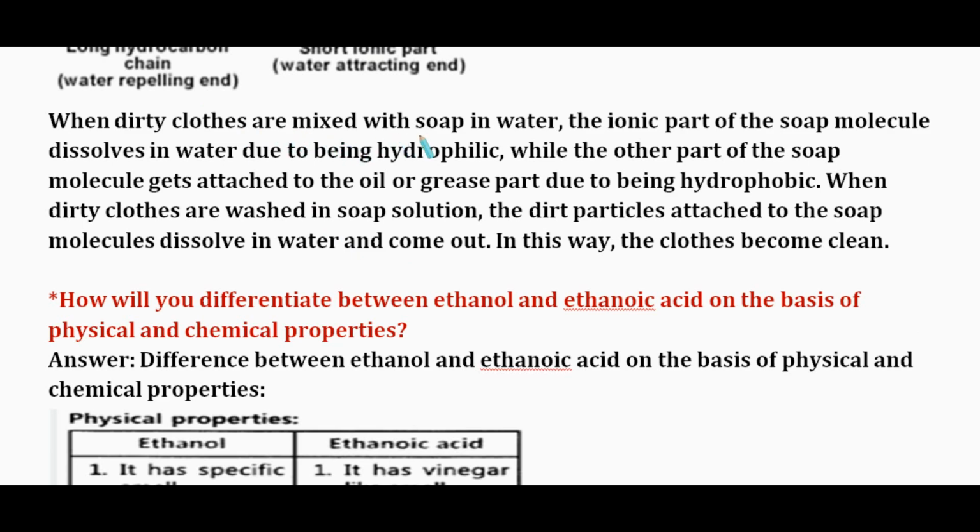When dirty cloths are mixed with soap and water, the ionic part of the soap molecule dissolves in water due to being hydrophilic, while the other part of the soap molecule gets attached to the oil or grease part due to being hydrophobic. When dirty cloths are washed in soap solution, the dirt particles attached to the soap molecules dissolve in water and come out. In this way, the cloths become clean.